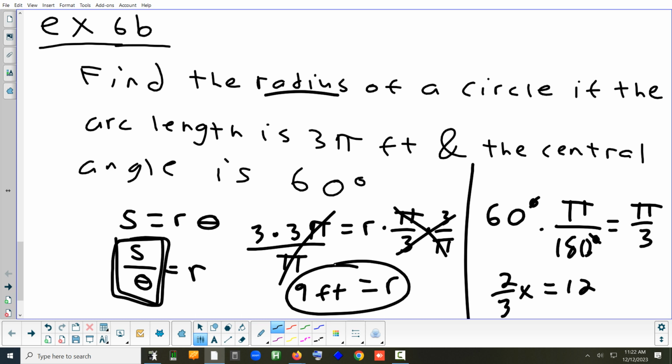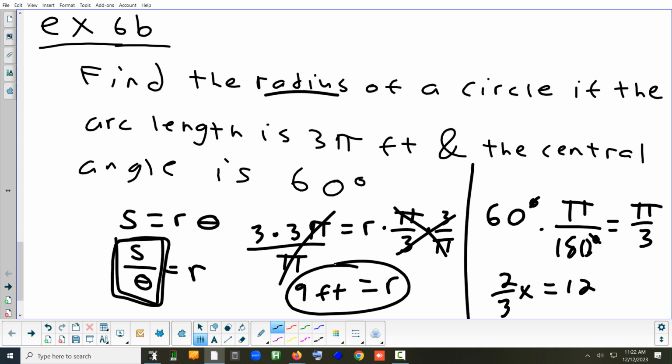So first one we did the arc length, that one we did the radius. Finding the angle would be the same way. You fill in the two things they give you, solve for the one you're missing. Okay, you have a few questions on the test like that. Any question on arc?